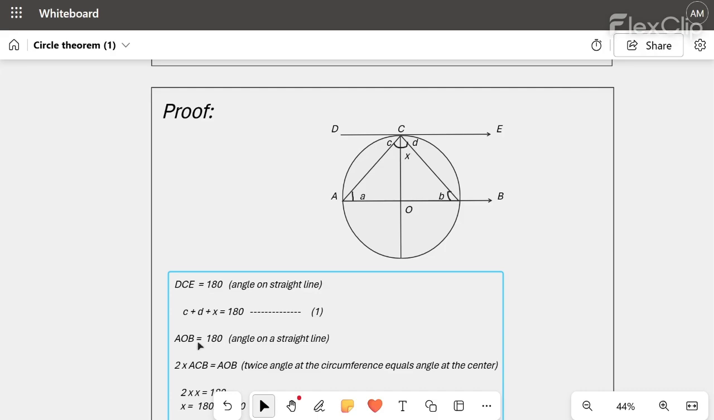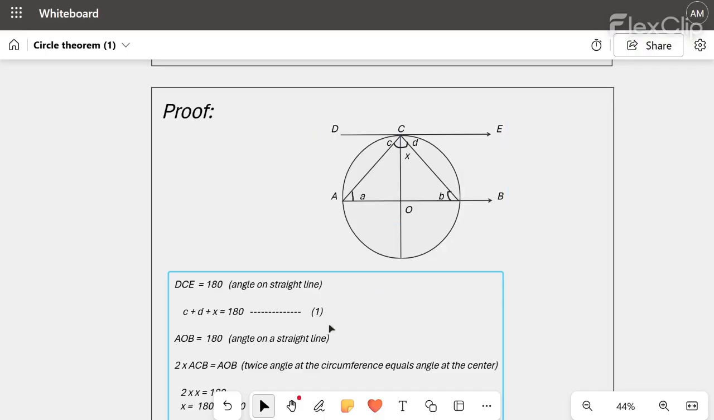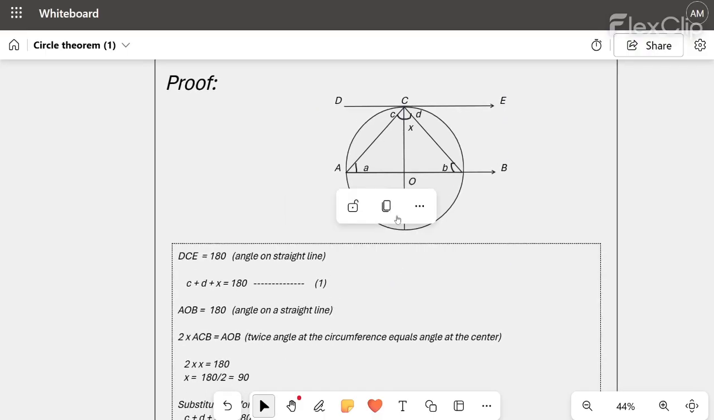Then the next thing here, it says angle AOB is equal to 180 degrees. Why? Because it's also angle on a straight line. This is angle AOB. All the angles that are here, as you can see, here is a right angle triangle, and here is also a right angle triangle, because this line here is parallel to this line here. Now 90 plus 90 is equal to 180 degrees.